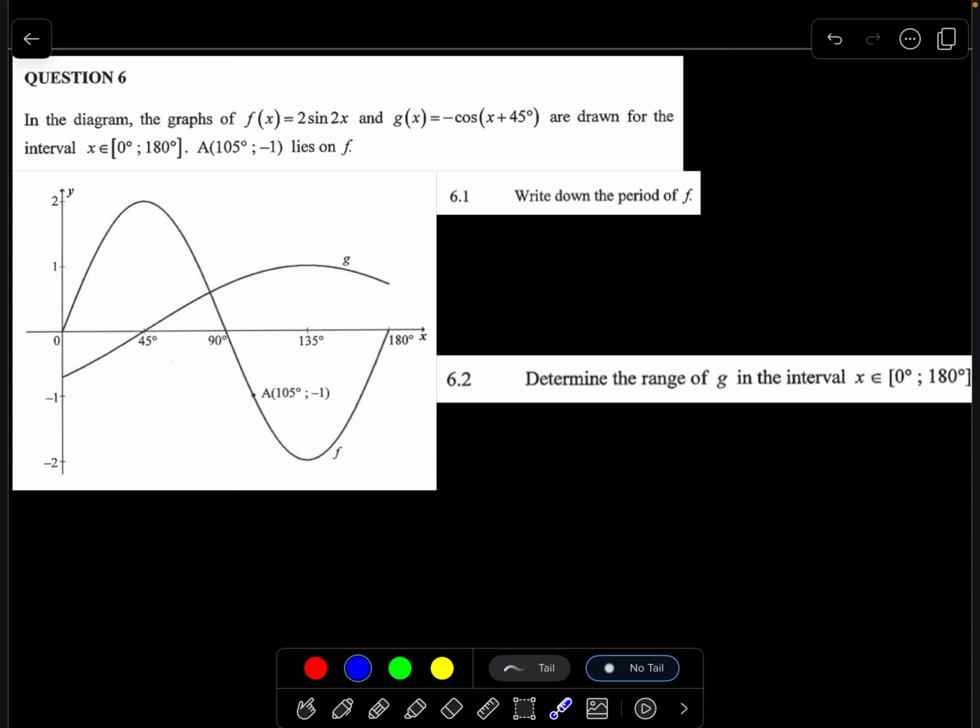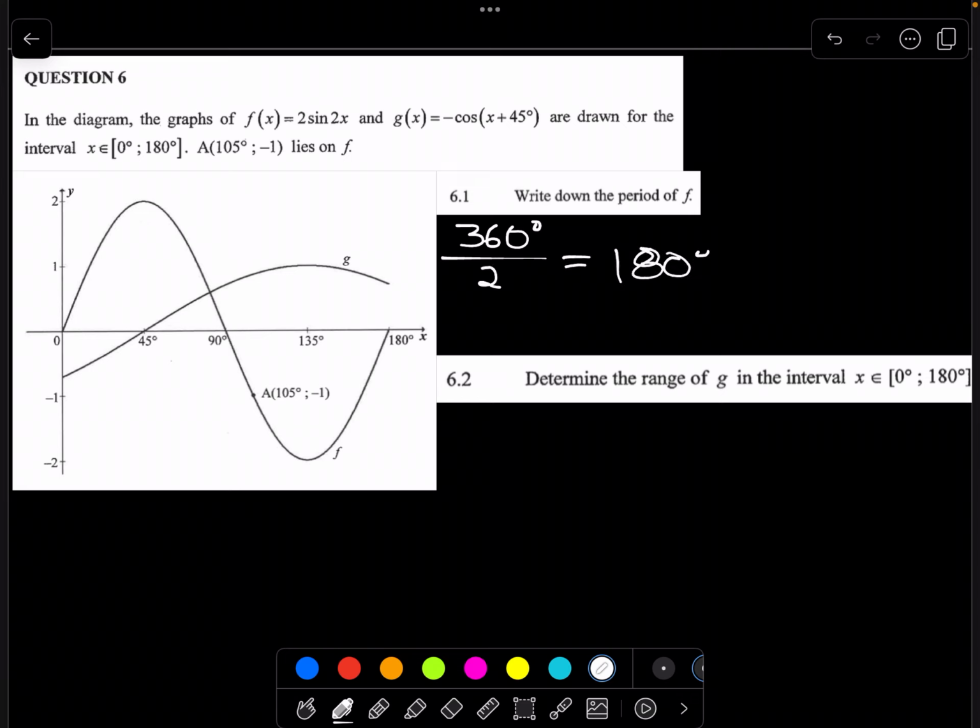Then we're told that there is a point A whose coordinates are (105; -1), and it lies on f. Write down the period of f. So that's our sine graph, and we've already discussed that the normal sine graph has a period of 360. But now this sine graph is going twice as quickly, so it will repeat itself every 180 degrees instead.